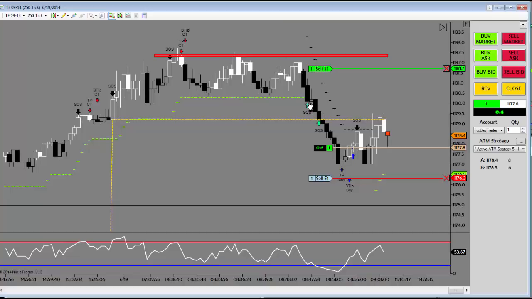Here's our pullback in a bull trend. SOS 1, oversold. Turning point, black tip, white candle. There's the aggressive entry. Here's the retest on bullish divergence. Scalper out, let the balance run.